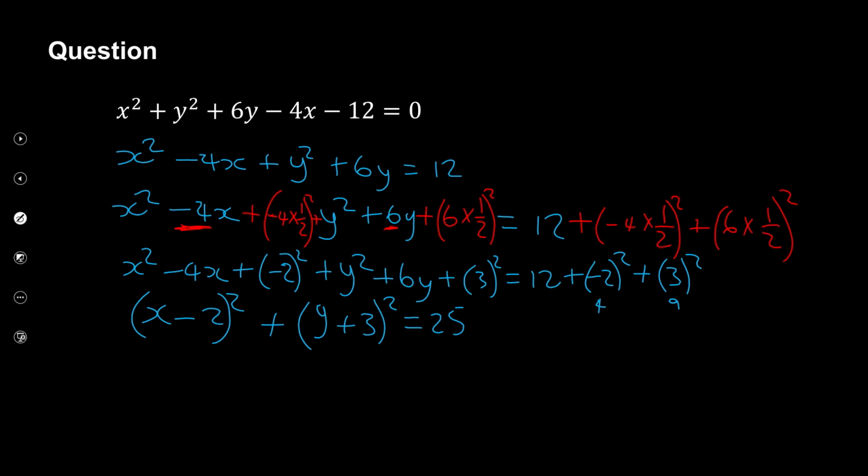Now, what do I know? I know that my center will be 2 and negative 3, and then I know that my radius will be equal to the square root of 25, which is equal to 5 units.